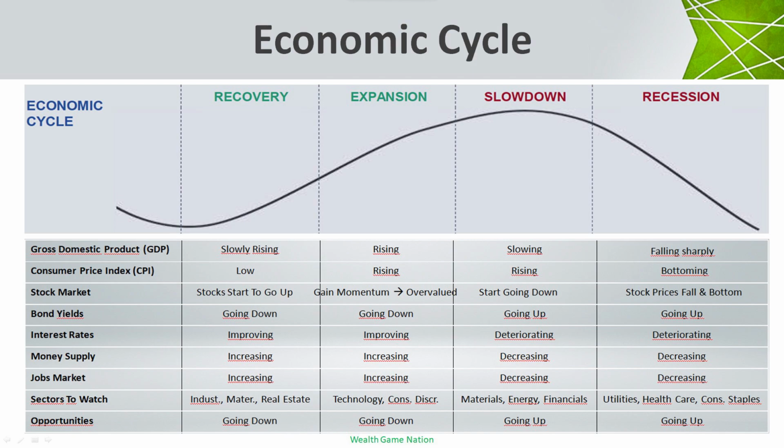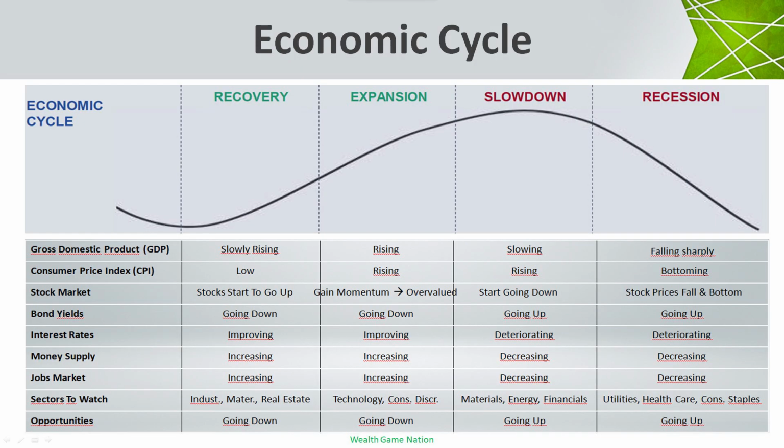In this phase of the economic cycle, the gross domestic product is slowly rising, inflation is low, the stock market is going up, the bond yields are going down, because remember, Apple and gravity, interest rates start going down, monetary policy is generally quantitative easing, meaning money is being printed to stimulate the economy, unemployment rates start going down. The sectors of the stock market which typically perform well in this phase are industrials, materials, and real estate. The overall opportunities in the stock market start to go down in this phase.